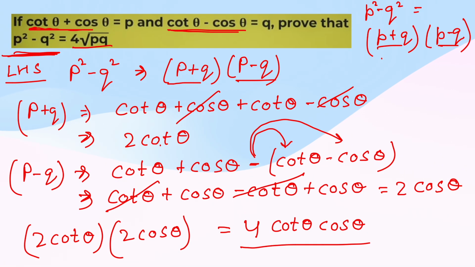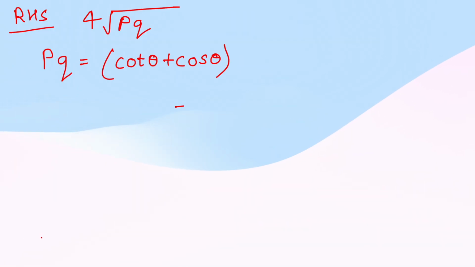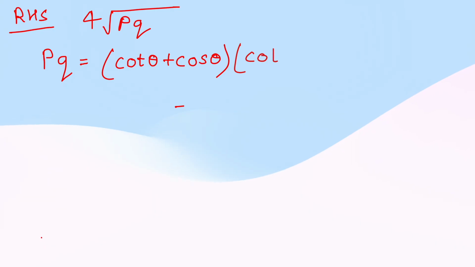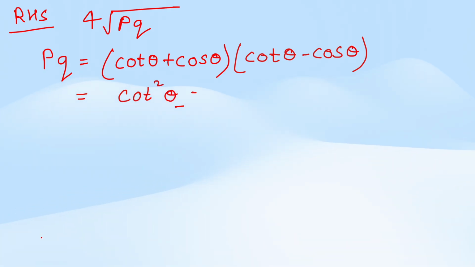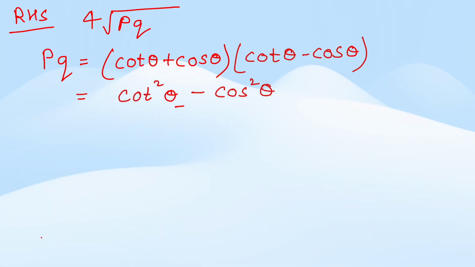because this is P, right? Cot theta plus cos theta, and Q is cot theta minus cos theta. Clear? Again it is A plus B into A minus B. So it will be cot square theta minus cos square theta. A plus B into A minus B is A square minus B square. Clear? Now let's solve it.